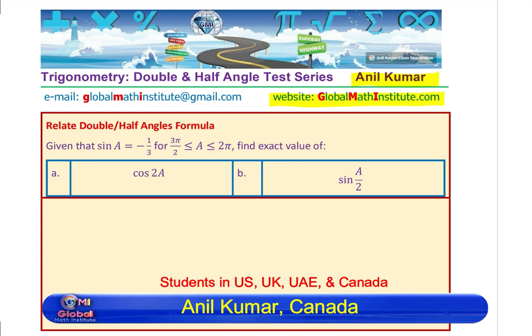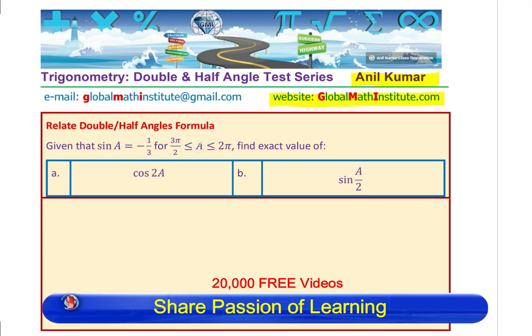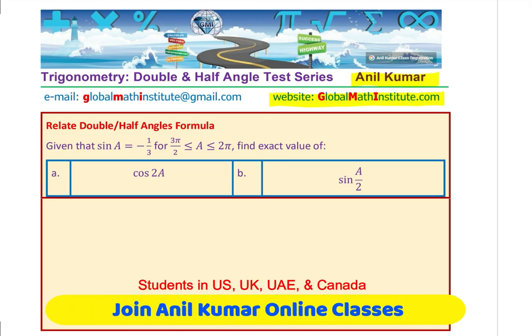In this video, we'll discuss how we relate double and half angles while working with trigonometric ratios. The question here is, given that sine A equals minus 1 over 3 for A greater than or equal to 3 pi by 2 and less than or equal to 2 pi, find the exact value of cos 2A and sine A by 2.